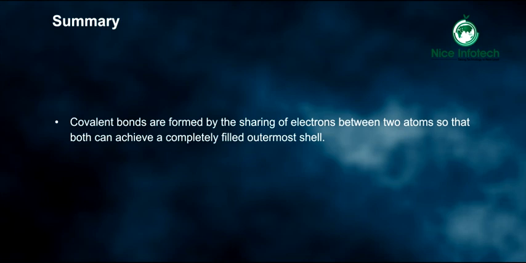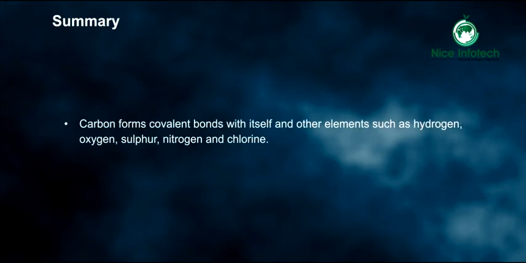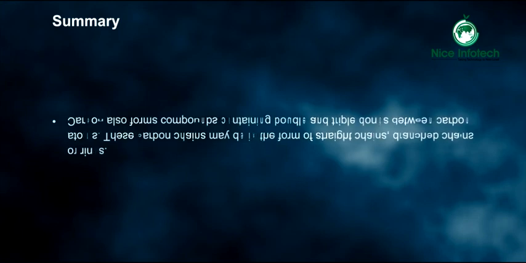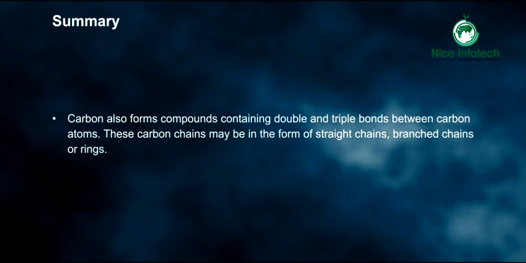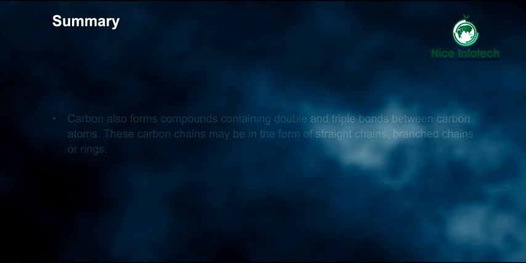Covalent bonds are formed by the sharing of electrons between 2 atoms so that both can achieve a completely filled outermost shell. Carbon forms covalent bonds with itself and other elements such as hydrogen, oxygen, sulfur, nitrogen and chlorine. Carbon also forms compounds containing double and triple bonds between carbon atoms. These carbon chains may be in the form of straight chains, branched chains or rings.